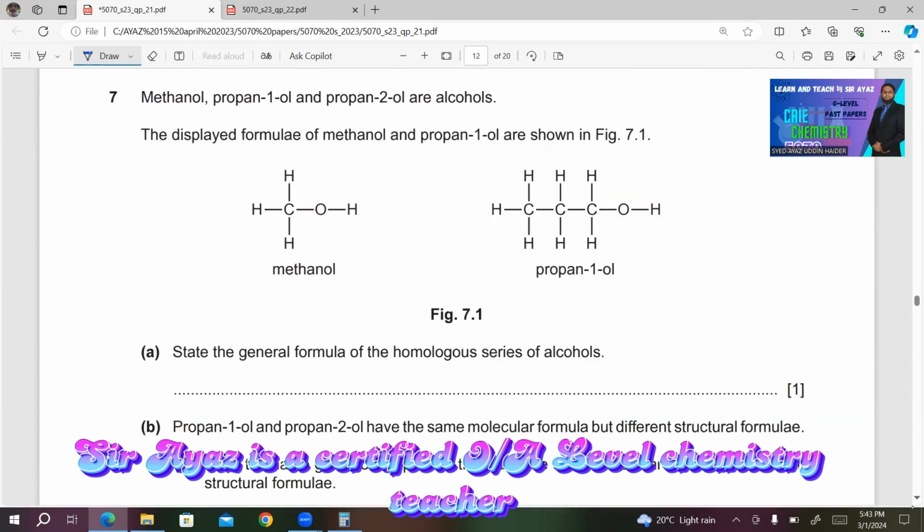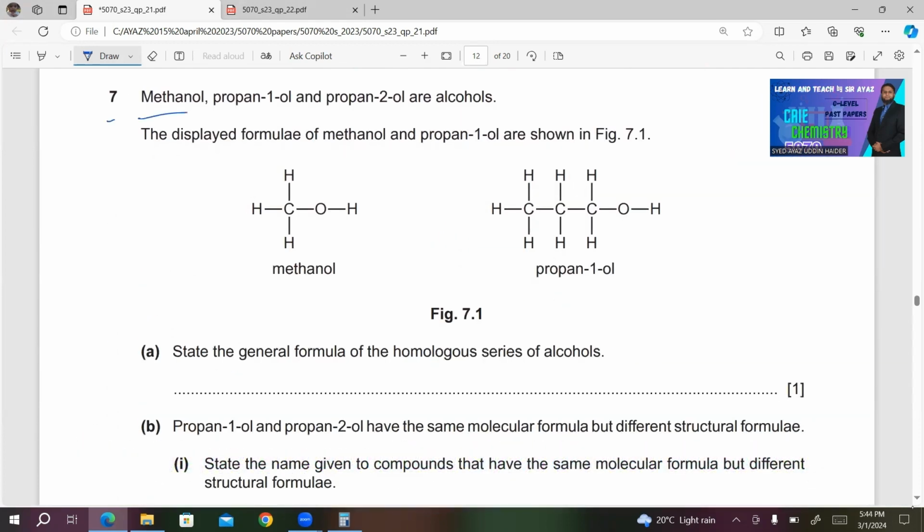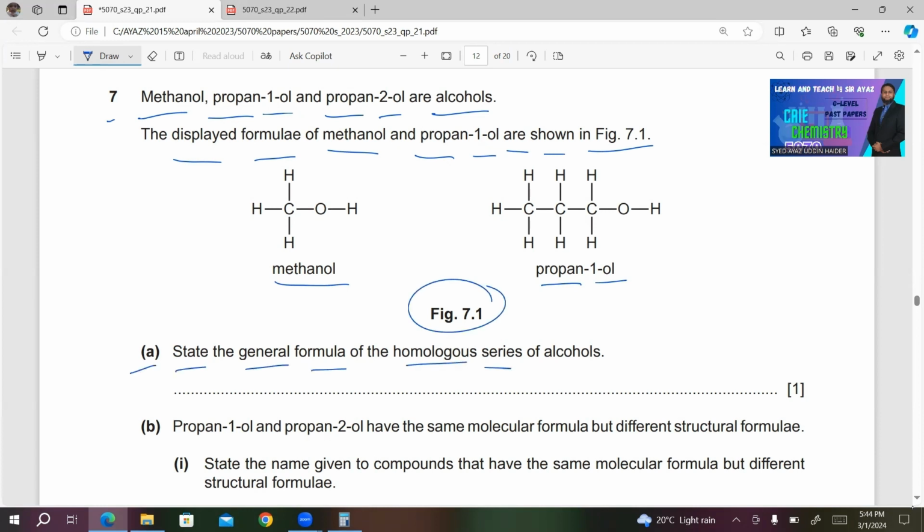Question number 7. Methanol, propan-1-ol and propan-2-ol are alcohols. The displayed formulae of methanol and propan-1-ol are shown in figure 7.1. Here we have methanol and propan-1-ol. This is figure 7.1. A. State the general formula of the homologous series of alcohols. This will be CnH2n+1OH.